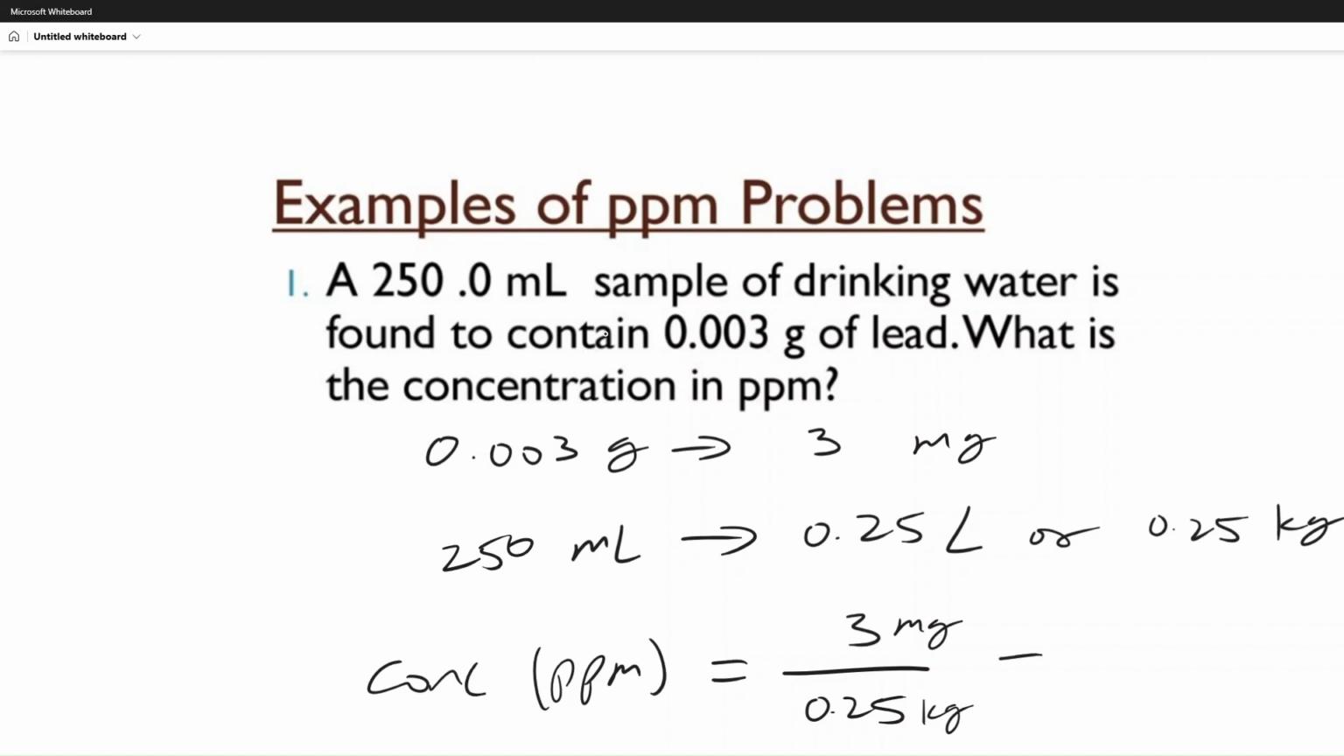So what do we get? We get 3 divided by 0.25. That's the same thing as 3 times 4. So it's 12 parts per million. All right, so that's how you do these parts per million questions. They shouldn't be too difficult once you understand how to do them.